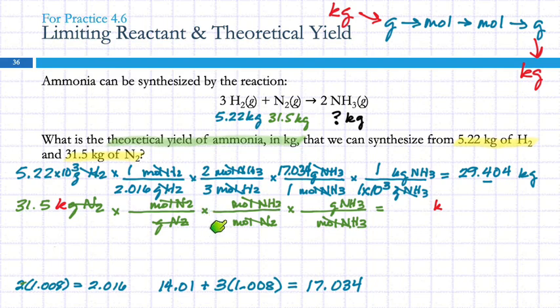I like to do the mole ratio in the middle first. Here I've got 1 mole of N2 for every 2 moles of NH3. So there's 1 mole of N2 for every 2 moles of NH3. My first conversion factor relates grams and moles of nitrogen, so I need the molar mass of N2. So 1 mole is 28.02 grams.